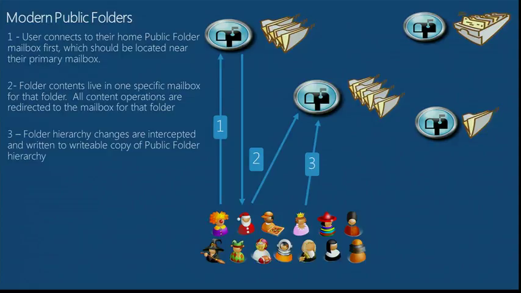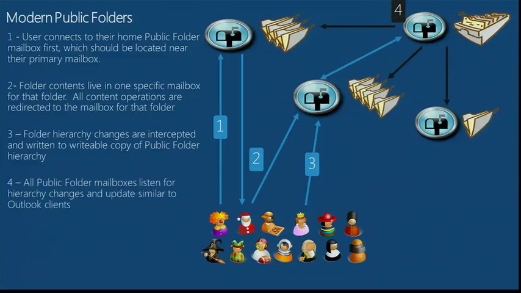Now, anytime there are changes written to the hierarchy, if you give users permission to create new folders and they create a new public folder in Outlook, that's a change that gets written to the hierarchy. That is intercepted by the public folder mailbox they're working against and forwarded to the writable copy of the hierarchy where the changes are then made. And then once those changes are made, they're sent out to the rest of the mailboxes internally. So that hierarchy change goes around right away.